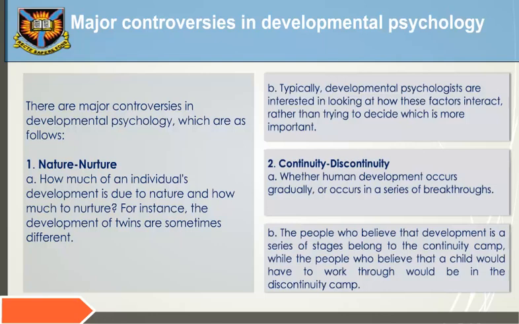2. Continuity, discontinuity. A. Whether human development occurs gradually or occurs in a series of breakthroughs. B. The people who believe that development is a series of stages belong to the continuity camp, while the people who believe that a child would have a work through would be in the discontinuity camp.